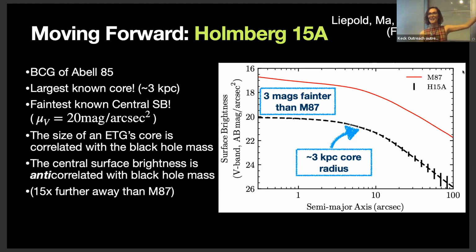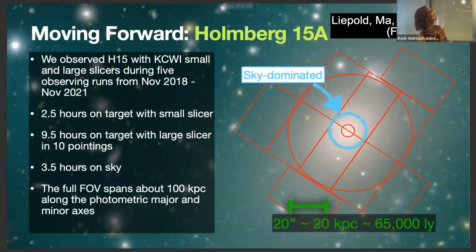We can see on the right side the surface brightness profile compared to M87, which is marked in red. But we see that it's extremely faint and has a similar shape, even though it's 15 times further away. So this really tells us that this galaxy is enormous. Both the size of the core and the central surface brightness are correlated with the black hole mass. So these are two features that suggest that the central black hole is going to be one of the largest we can find. Okay, so what did we do?